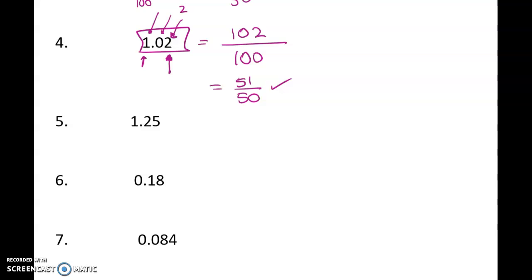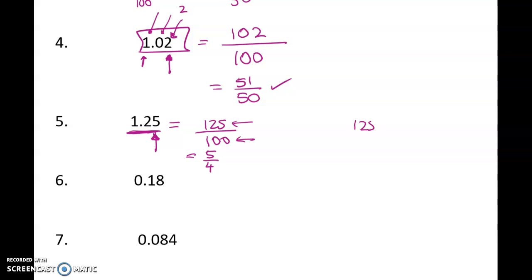Right, here are the next 3. Okay, so in this one here, 1.25, we look at the smallest column and we see that it's the hundredths column. So 125 divided by 100 is my fraction. And now I can simplify that quite a lot because I've got a common factor of 25. So this one equals 5 over 4.